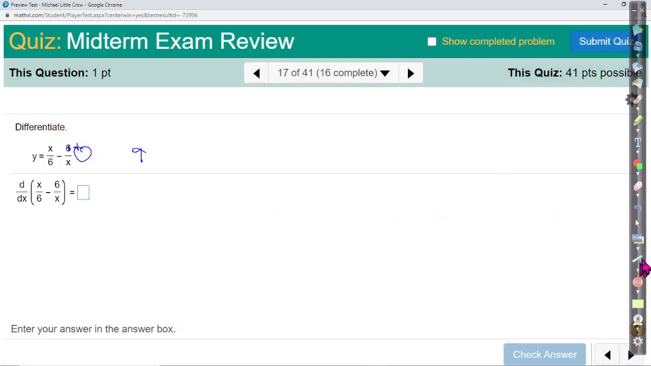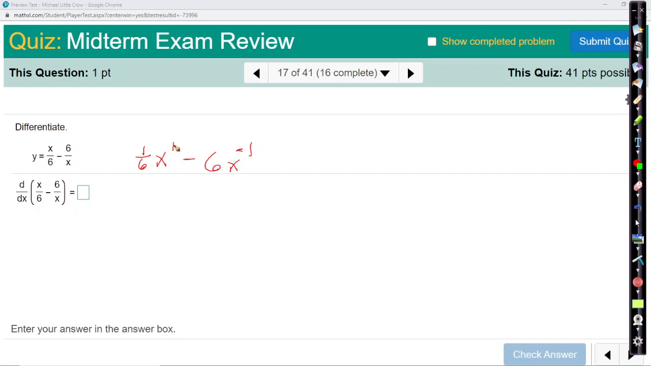17. Let's clear this out. And once I get done here, I've got to upload this, so it takes a little bit of time. But so we just want to rewrite this. So this is x over 6, or you could write it as 1/6 x to the 1, and then this over x, I'm going to rewrite that as 6 x to the minus 1.